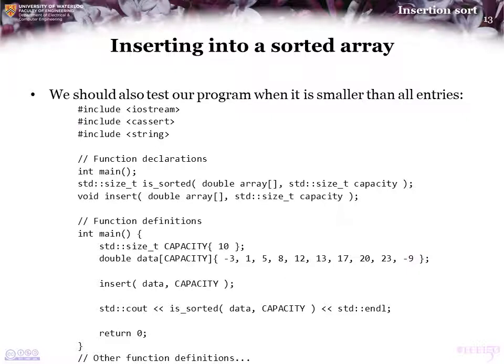Let's try inserting a value into a sorted list where that value should come first. So here, -9 should appear in the end before the value -3. All right, so in theory, we should be able to run this, and oh, we get a segmentation fault or core dump.